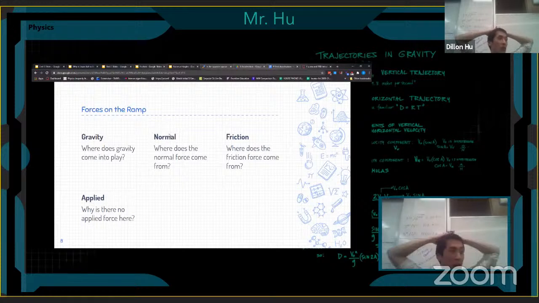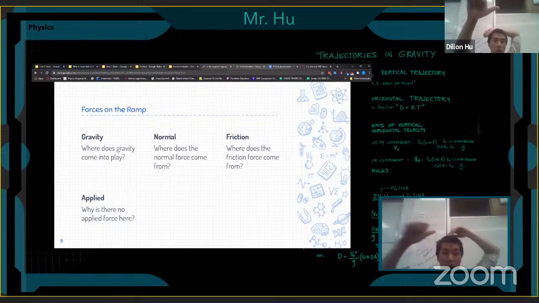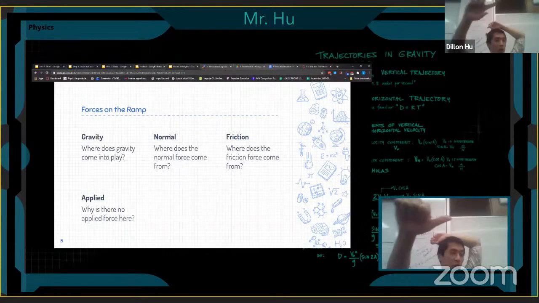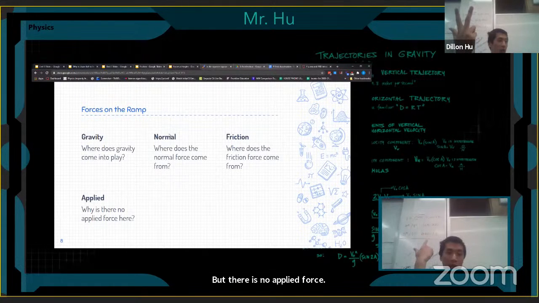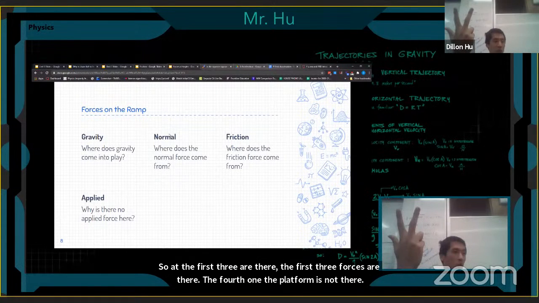So in your graphic organizer, I want you to jot down, where do you think the force of gravity comes into play? Where do you see gravity here? Then write down, where does the normal force come from? Then write down, where does the friction force come from? And for the 4th one, think about why there is no applied force here.